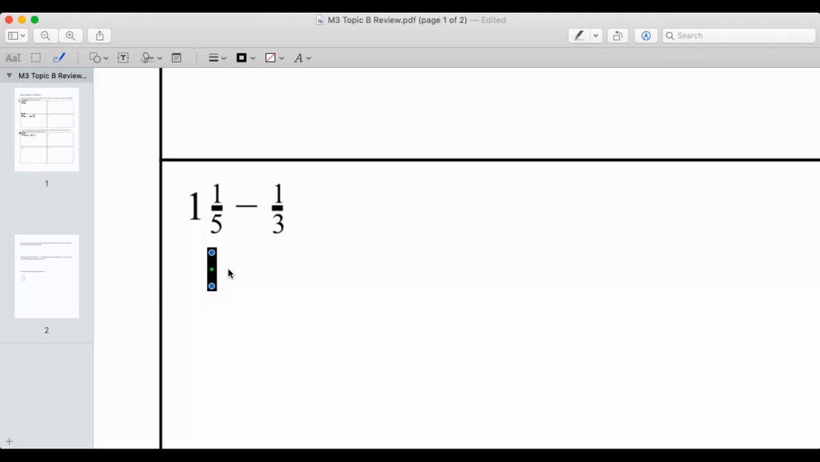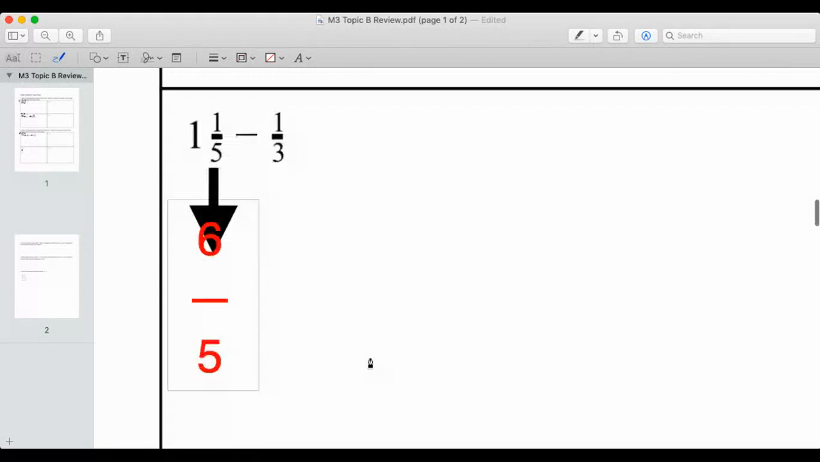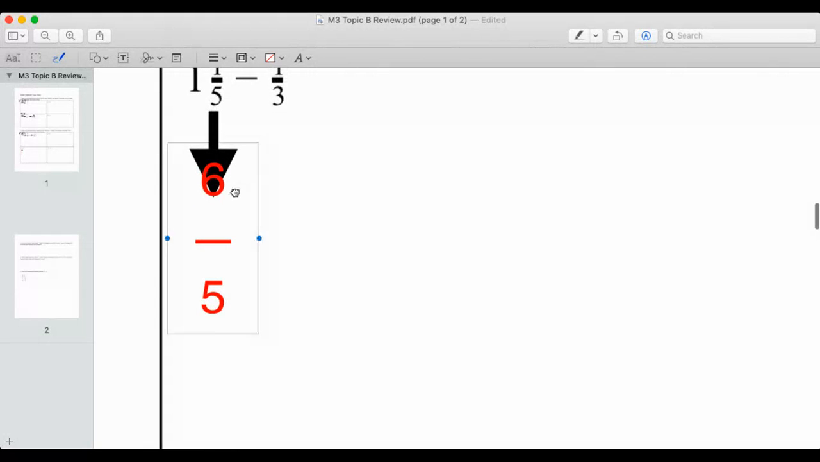We have to ask ourselves, how many fifths are in 1 1/5? How many fifths is that? Well, I know that there's 5 fifths in every whole. And then you have one more. So that would be 6 fifths. Let's go ahead and use text because that's going to be wonky. Okay, so 1 1/5 is going to turn into 6 fifths.